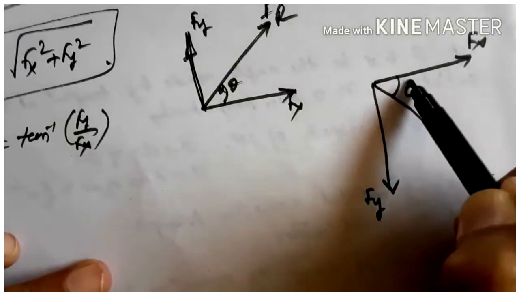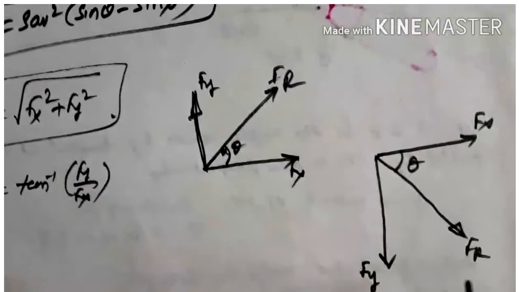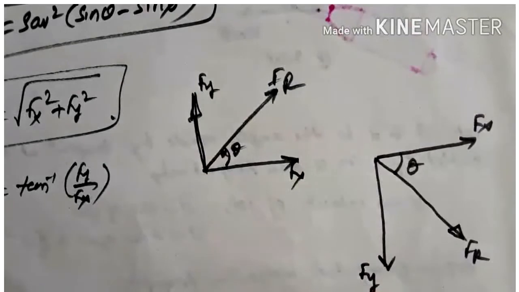Then theta will be the final representation of the force. If both are positive, draw like this, the resultant. If x is positive and y is negative, it will be like this, and then you are getting it like this.